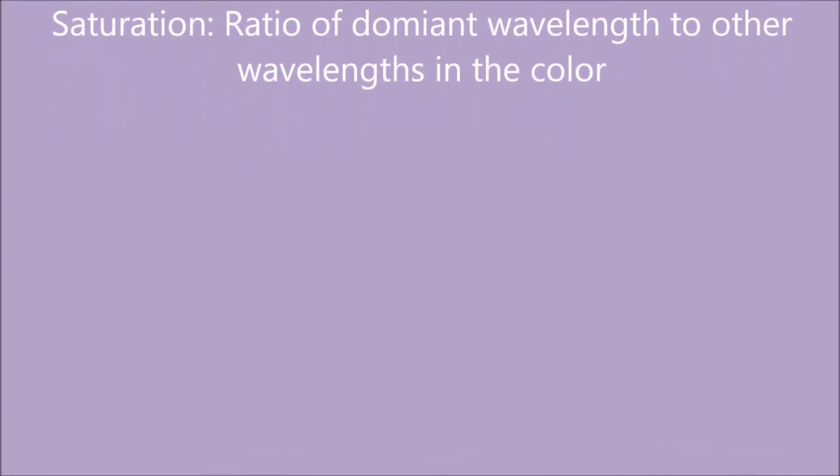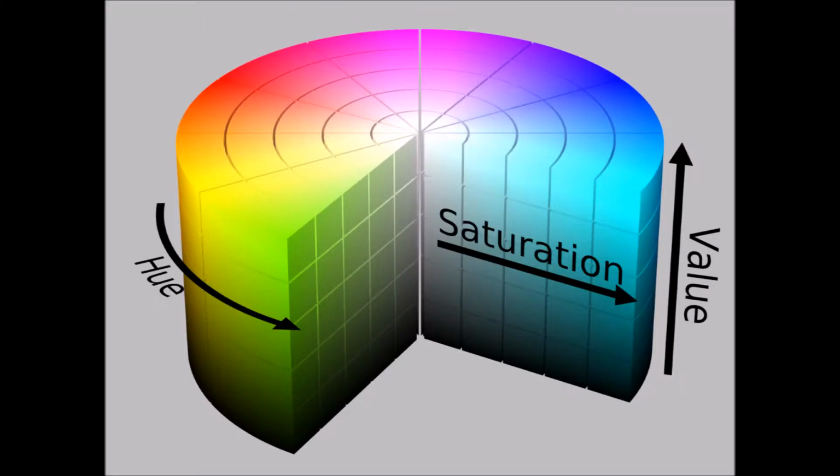Saturation, ratio of dominant wavelength to other wavelengths in the color. Saturation and intensity both determine the boldness of the color, if it will be light or dark in tone based on varying levels of wavelengths.